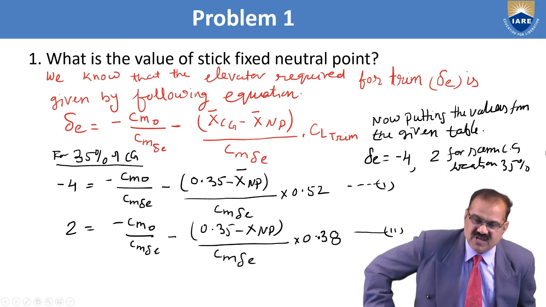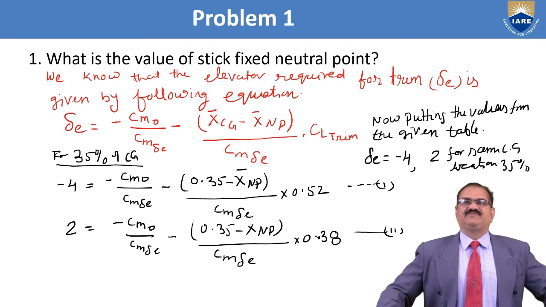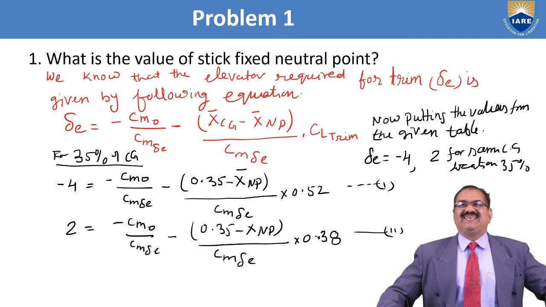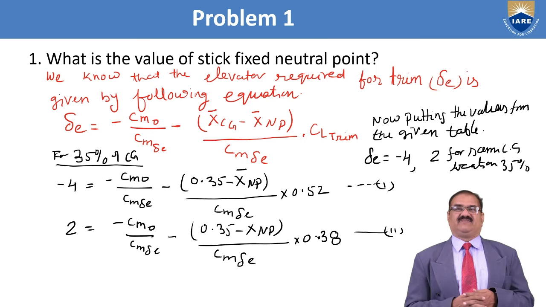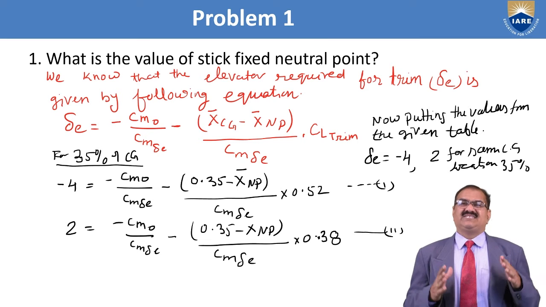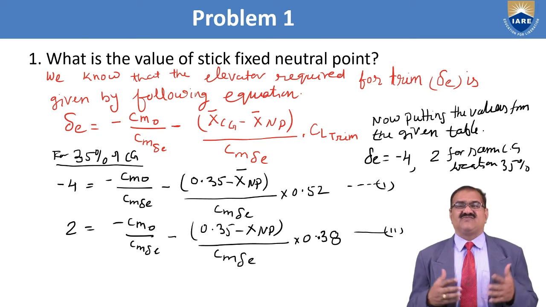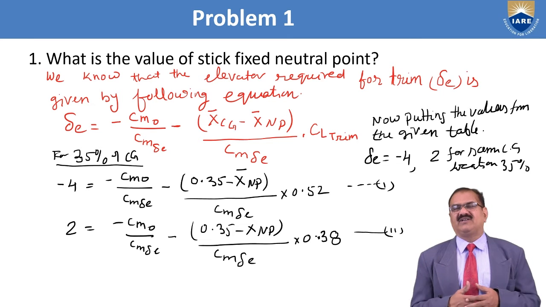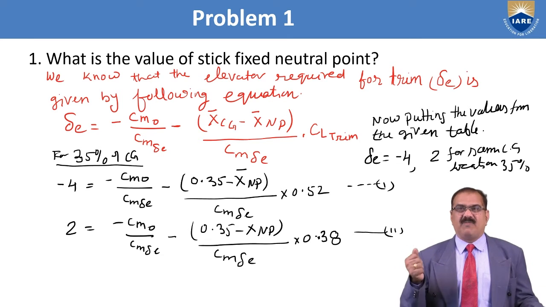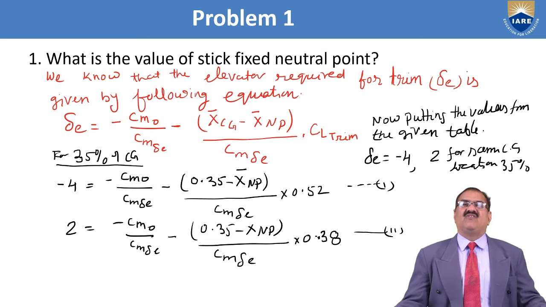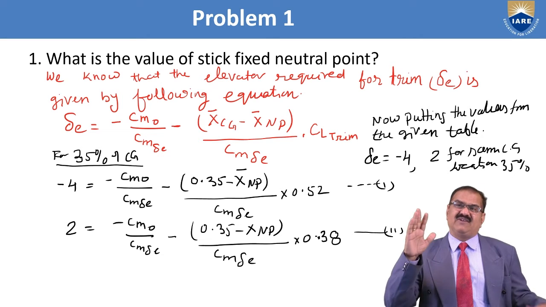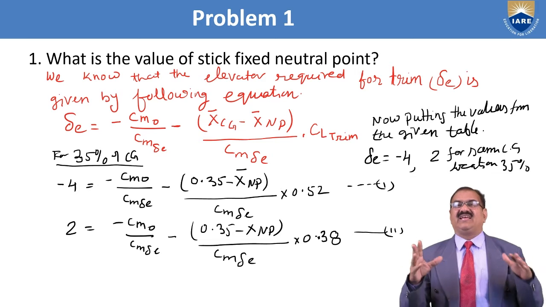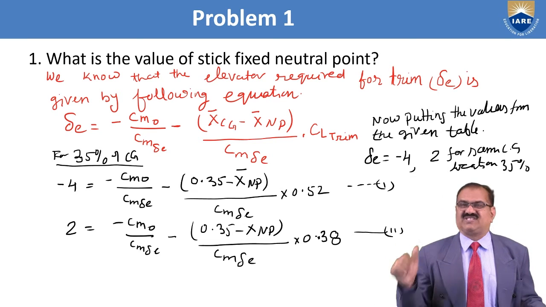First, we have to find the value of the stick fixed neutral point. Stick fixed is normally used by the designer or engineer. When we talk about stick free, it is the pilot's part, because the pilot has to apply the stick, so it is free. But here we are fixing it and it will remain there. We are not considering any aerodynamic effect after fixing.